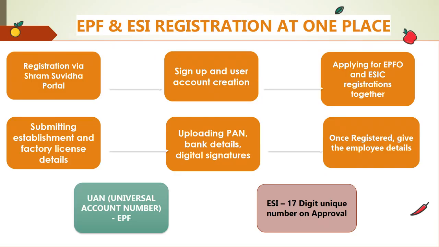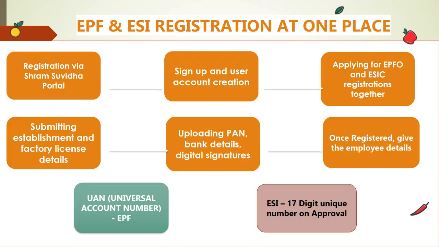And already we were mentioning that ESI as well as EPF registration you can do in the Shram Suvidha portal. Sign up and using clear account creation, EPFO and ESIC both together you can get. Submitting establishment and factory license details, you have to upload PAN, bank details and digital signature. Once registered, you would give the employee details.